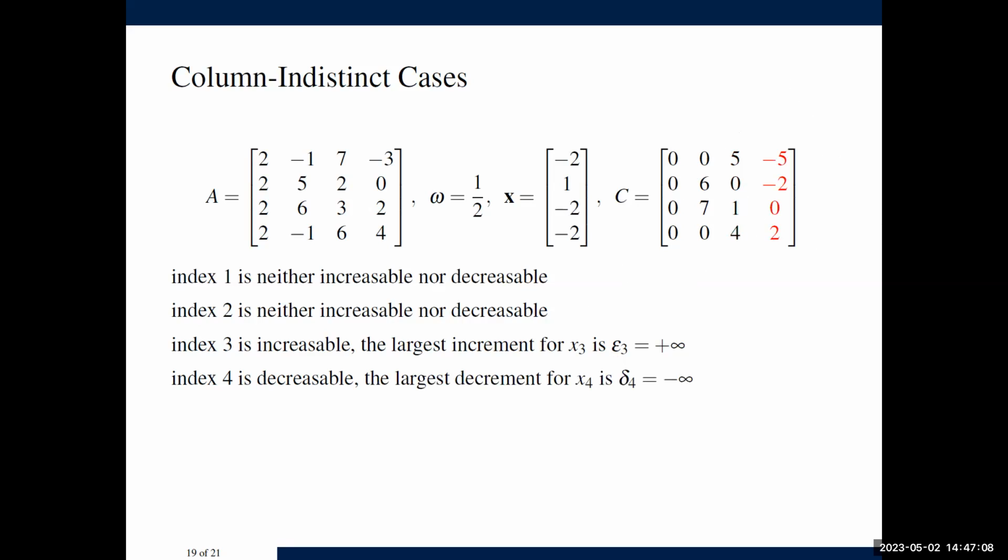Now for the last index, index 4 is decreasable, and the largest increment is minus infinity. Why? This one is already negative, and when we decrease it, it's still negative. This doesn't matter now because here we have 2 zeros. Even if we decrease it by minus infinity, for the last row, 0 is still the second smallest element.